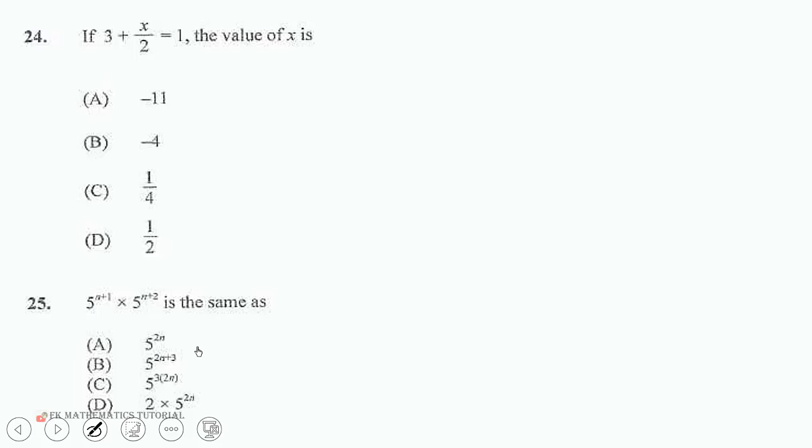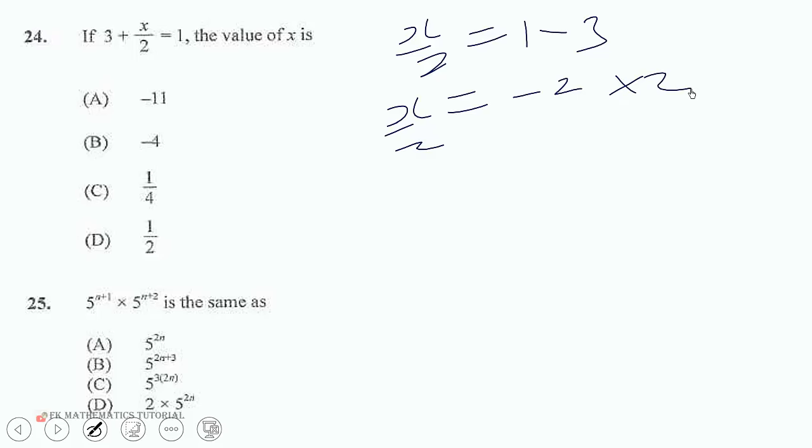If 3 plus x over 2 equals 1, the value of x is. So x over 2 will be equal to 1 minus 3, which is negative 2. X over 2 is equal to negative 2. Multiply also by 2 to clear the denominator. So x will be negative 4.